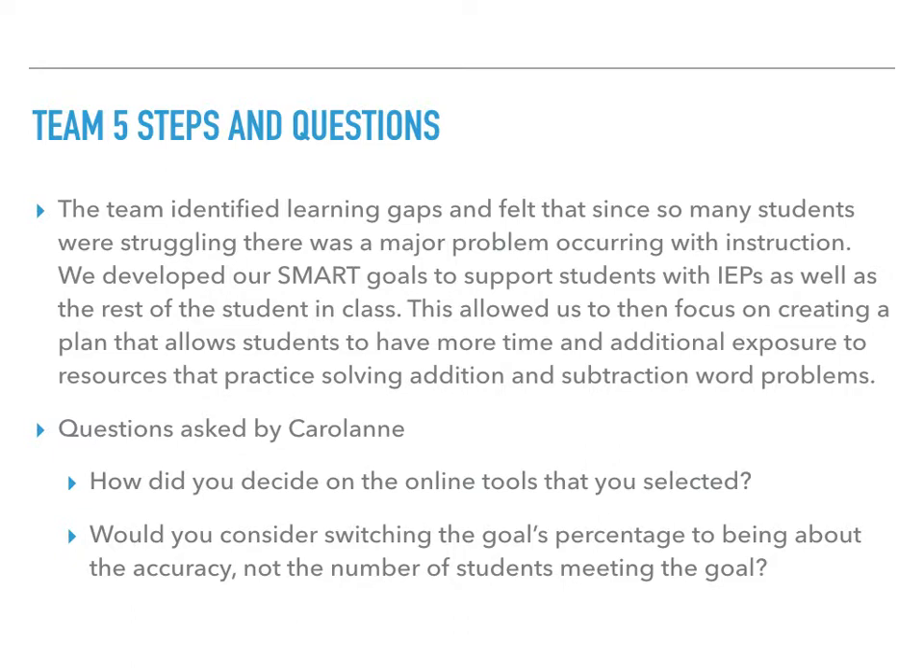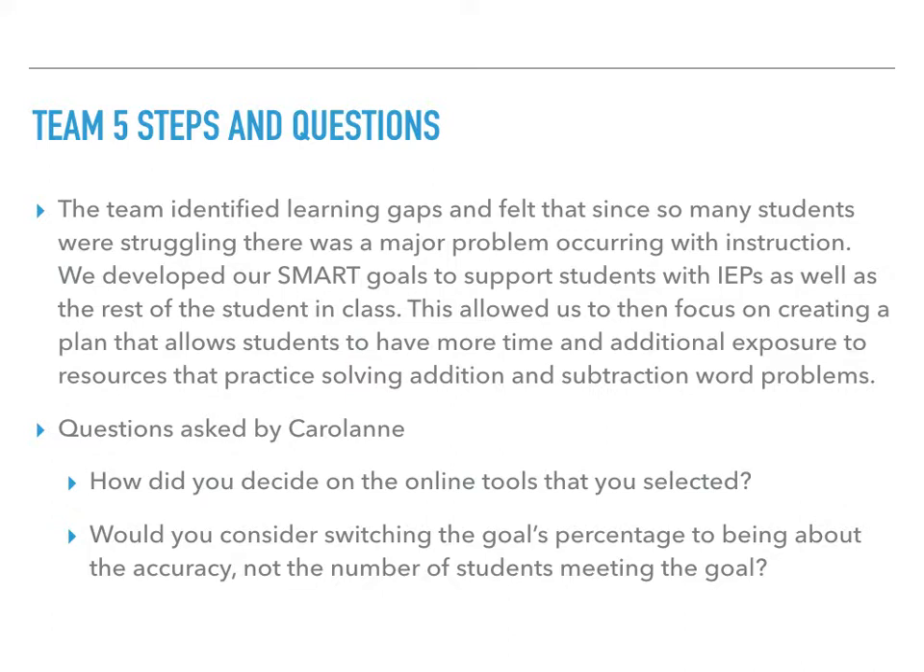For Team 5, the steps we took were identifying the learning gaps, and we felt that because so many students were struggling, there were some major problems occurring with instruction. We developed our SMART goals to support students with IEPs as well as the rest of the students in the class. This allowed us to focus on creating a plan that allows students to have more time and additional exposure to resources that practice solving addition and subtraction word problems.